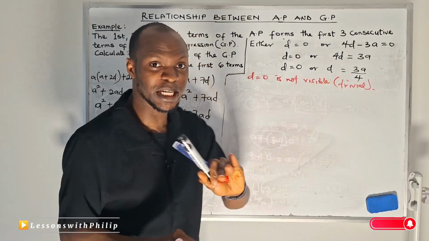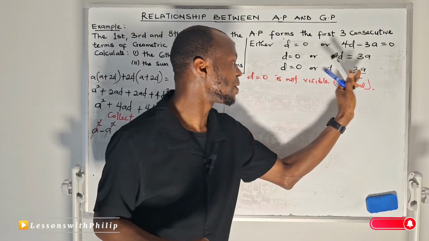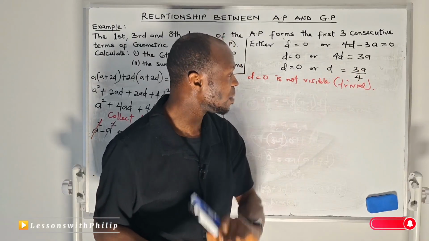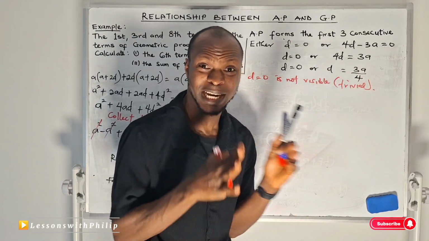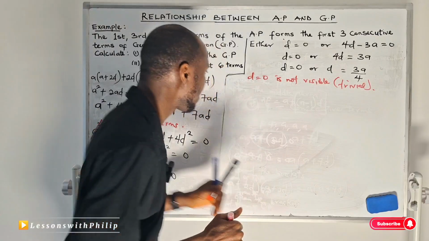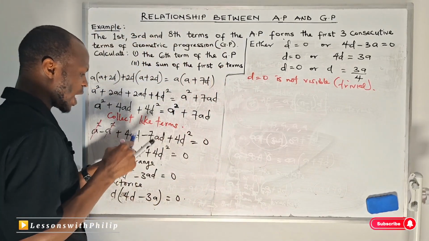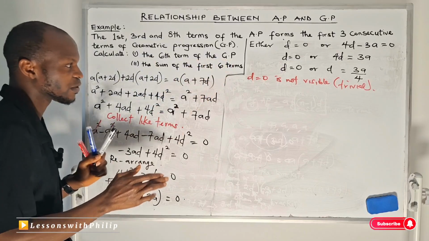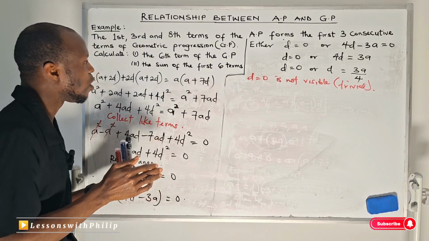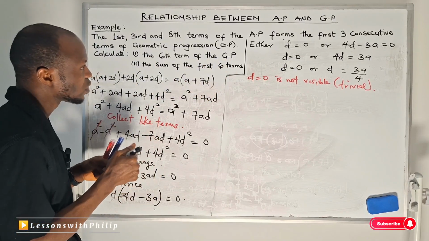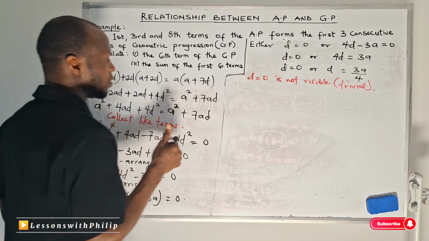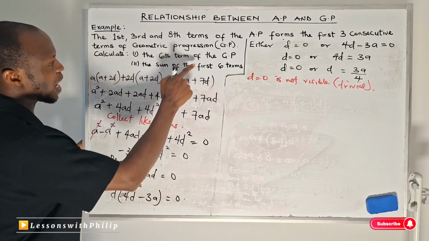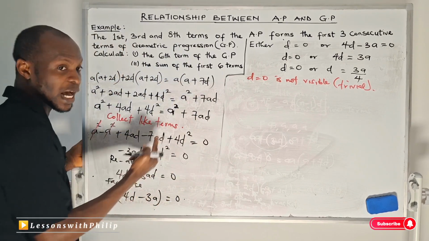Now the valid value of your common difference will be 3A over 4, and that is what we reckon with for now. We have gotten our common difference, but in the question, we are not asked for the common difference. We are asked for the sixth term of the GP.